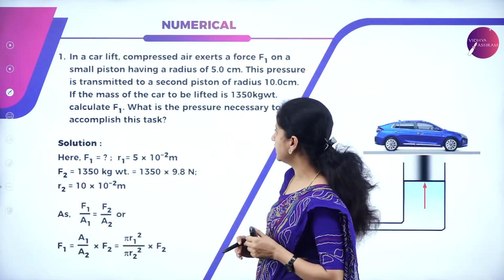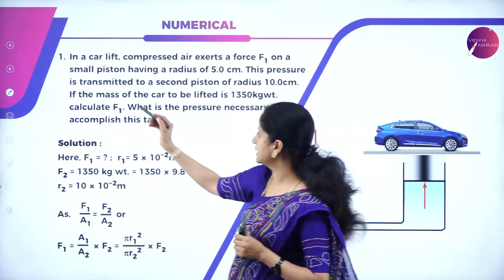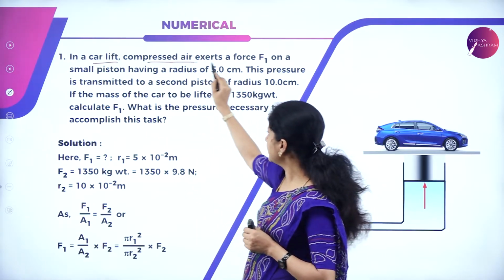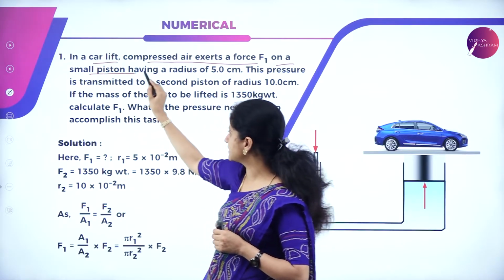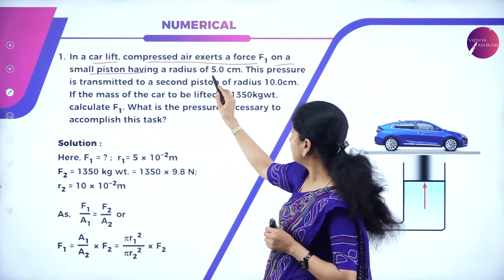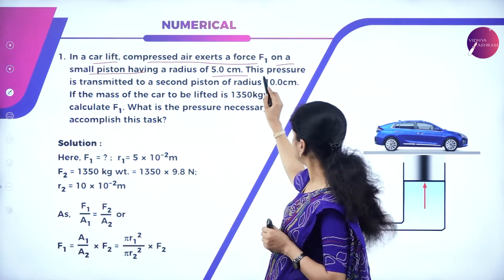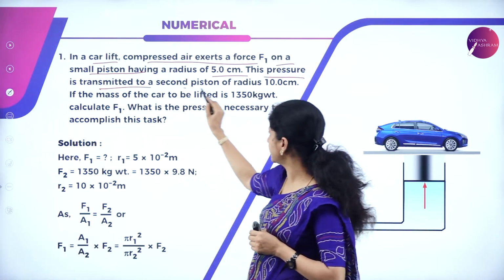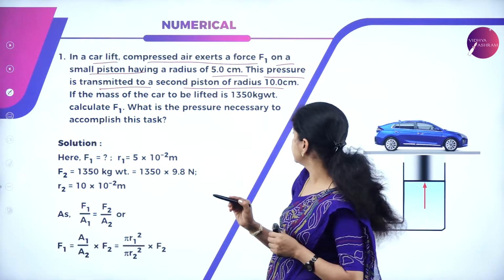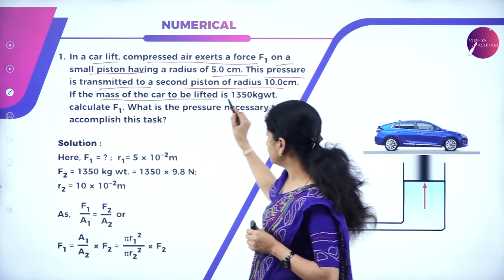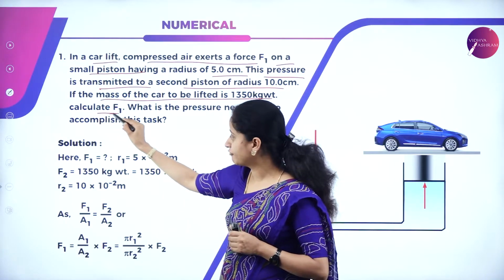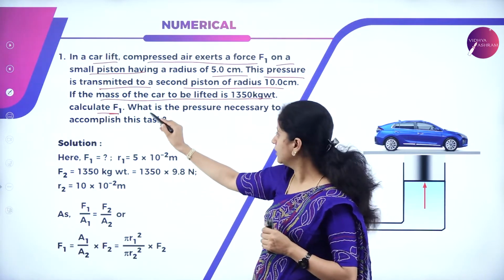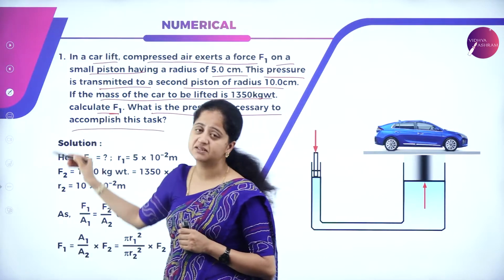So today we are going to solve the first question, that is, in a car lift, compressed air exerts a force F1 on a small piston having a radius of 5 centimeter. This pressure is transmitted to a second piston of radius 10 centimeter. If the mass of the car to be lifted is 1350 kg weight, calculate F1, the force we have to calculate. What is the pressure necessary to accomplish this task?